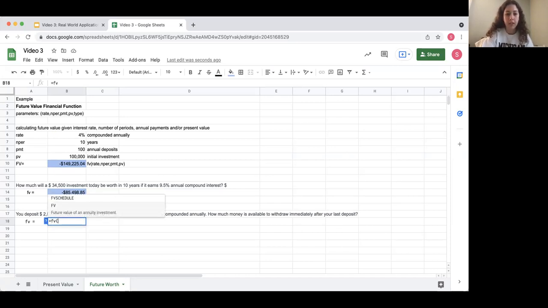So future value, the interest rate is 5% for 10 years, and you deposit 2,500 each year, and you're not given the present value. So you're available to withdraw 31,444 after the 10 years.